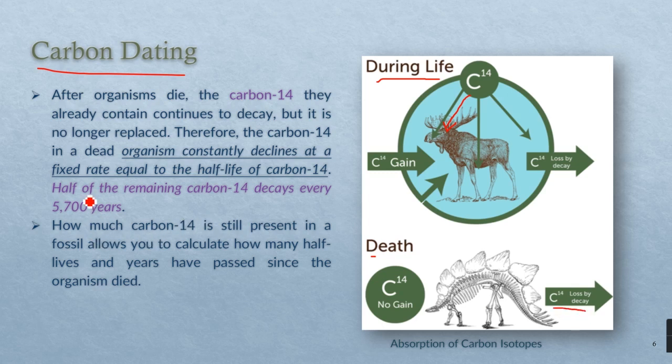So if we know the half-life of carbon-14, which is 5,700 years, we can find the percentage of carbon-14 present in the dead animal, and we also know the usual starting percentage of 100%, the initial amount, and then we can figure out how many half-life cycles have passed and how many years have passed since the living organism died.